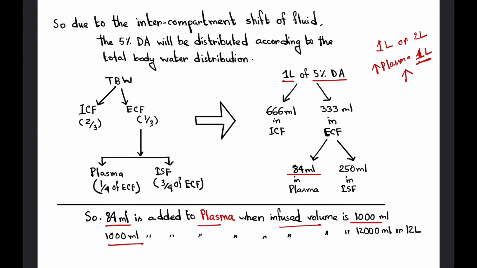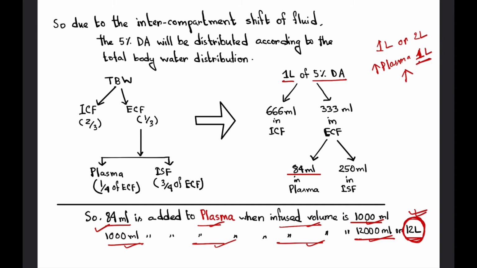So 1000 ml is added to the plasma when the infused volume of 5% DA is 12,000 ml or 12 liters, according to the calculation. So 84 ml is added to the plasma when the infused volume is 1000 ml, so 1000 ml will be added when the infused volume is 12,000 ml or 12 liters. So this will be totally nonsense, to infuse 12 liters of any sort of fluid into a patient, whether he or she is in shock or not. Infusing 12 liters in a patient is a risky thing and is totally nonsense, right?